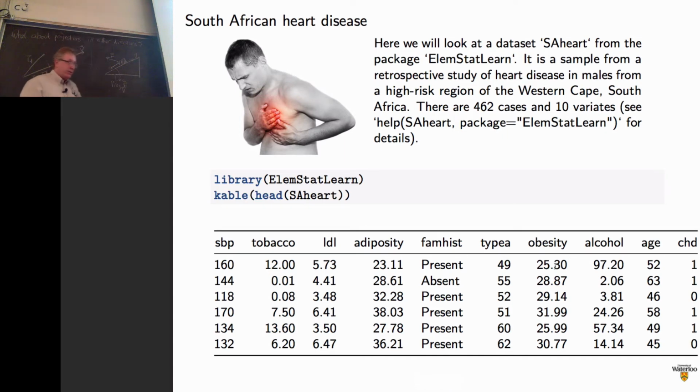So let's move on to a more interesting data set. That's just categorical data, just looking at bar plots. I've taken this data set from the Elementary Statistical Learning package in R. This is South African heart data, and what we have is a bunch of individuals from a high-risk region of the Western Cape in South Africa. 462 cases, 10 variants are measured.